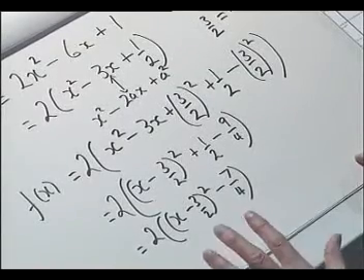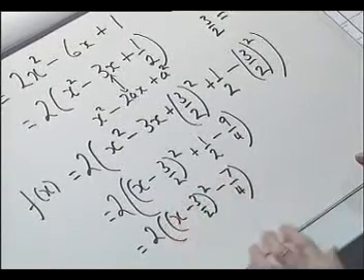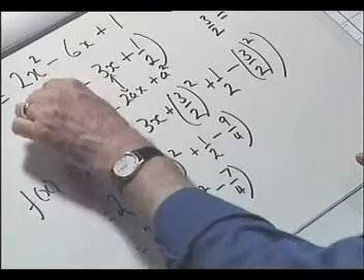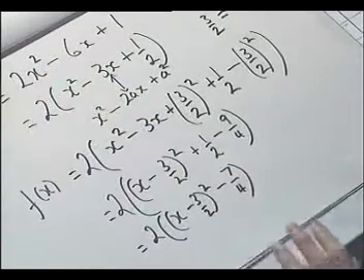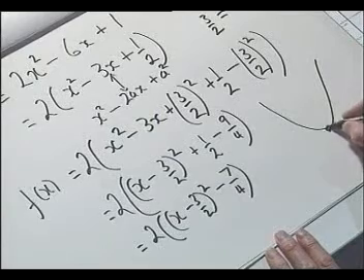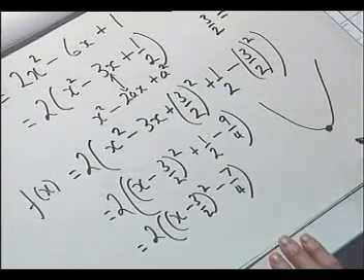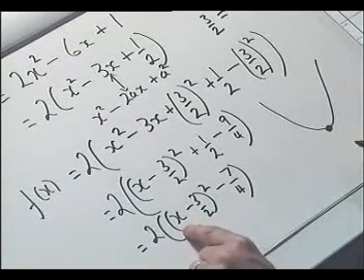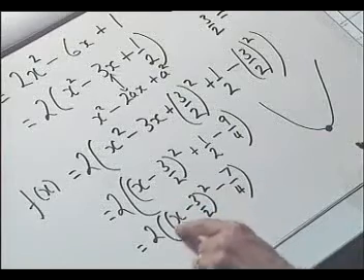So, again, what's the minimum value of this function? It had a positive 2 in front of the x squared. So again, it looks like that. And again, we're asking the question, what's this point down here? What's the lowest point? And that lowest point must occur when this is 0.